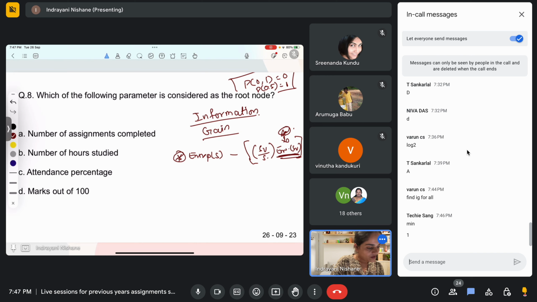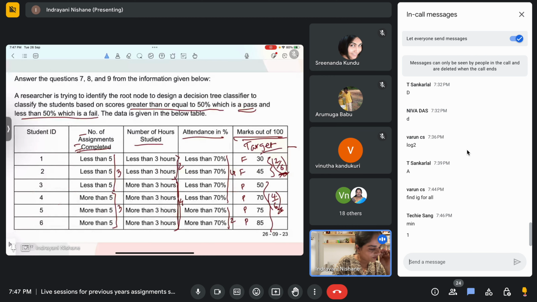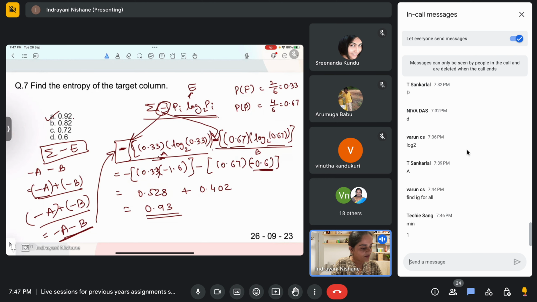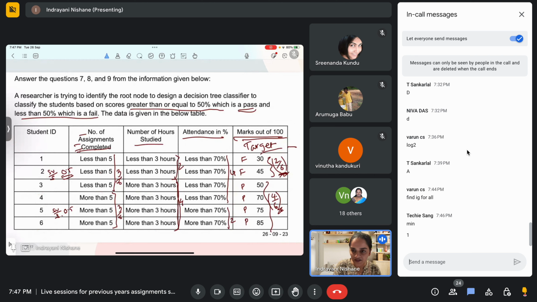So this is the formula. Now let's go to number of assignments completed. There are 3 out of 6 and 3 out of 6, so 0.5, 0.5. This value is SV by S. As I told you, this SV by S is the count in that particular class for that particular feature. So the SV by S value is 0.5 for number of assignments completed.